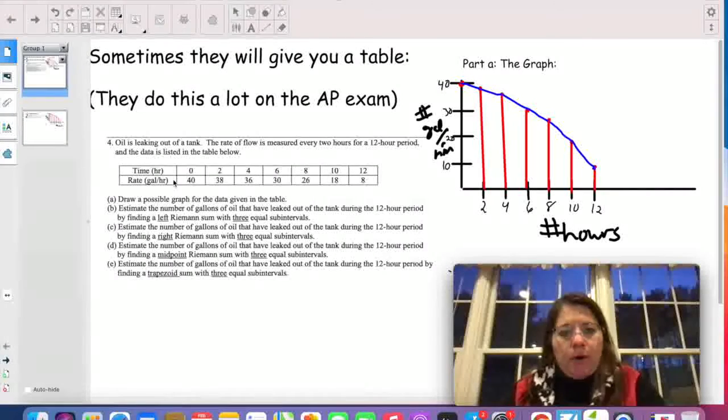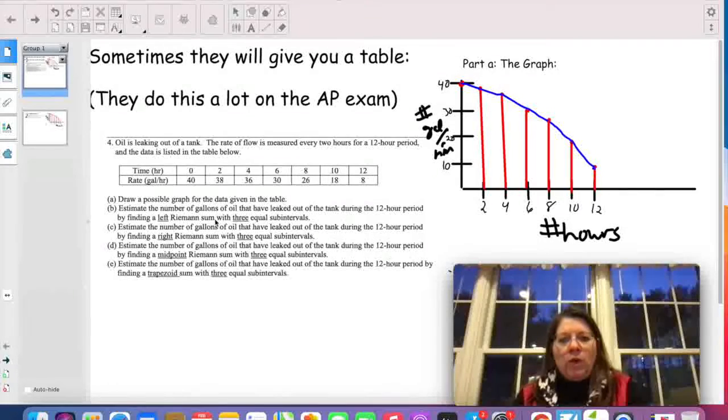So in this part, we're going to do the right Riemann sum, so we're going to do part C. And they're telling you to estimate the number of gallons of oil that have leaked out of the tank during the 12-hour period by finding the right Riemann sum with 3 equal subintervals.